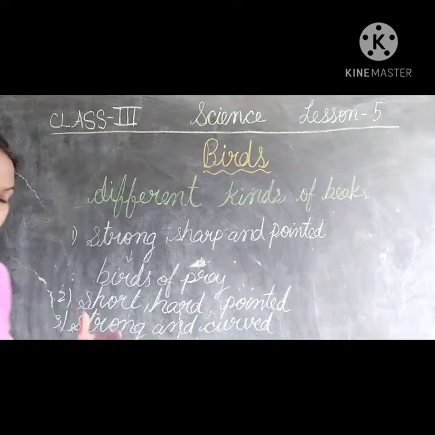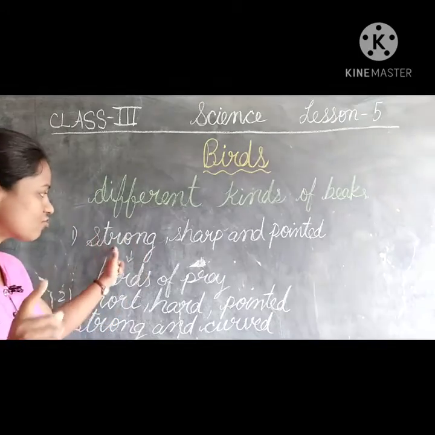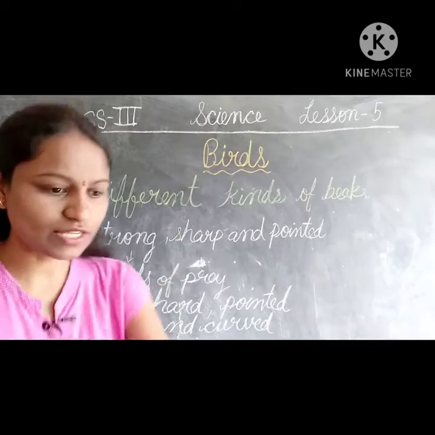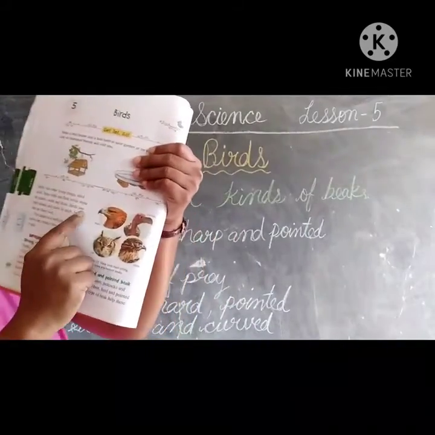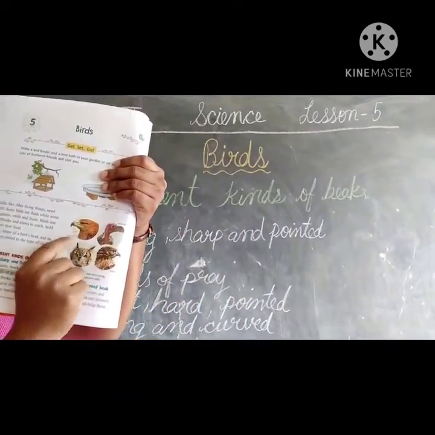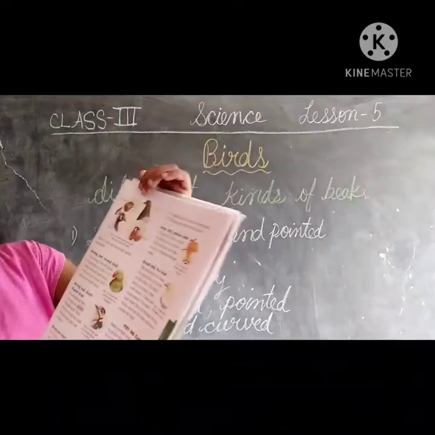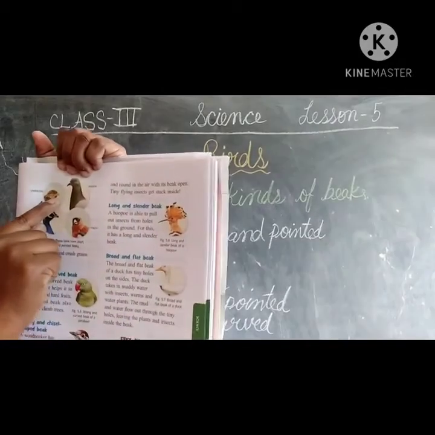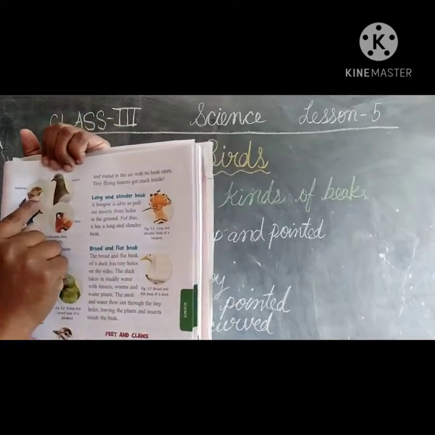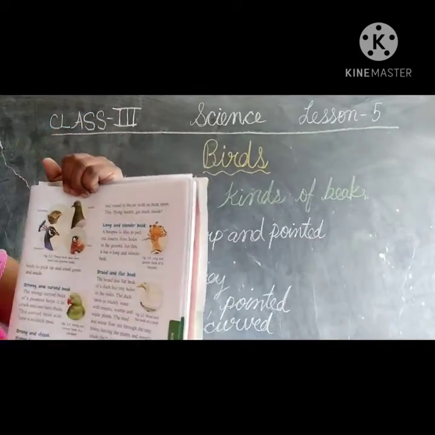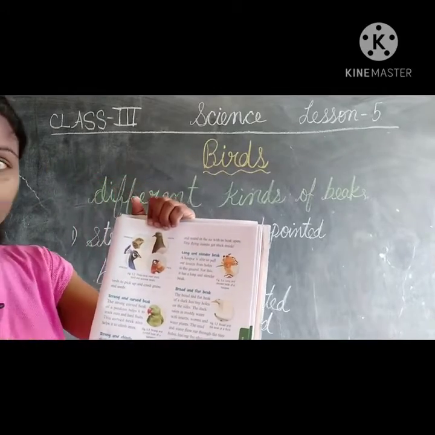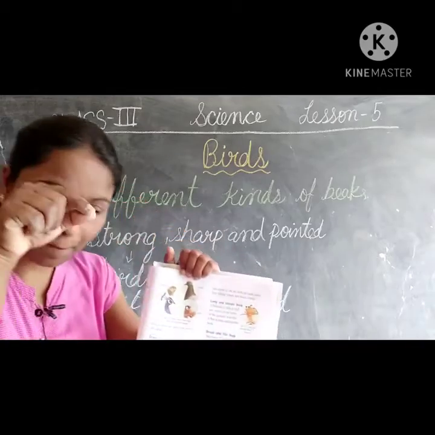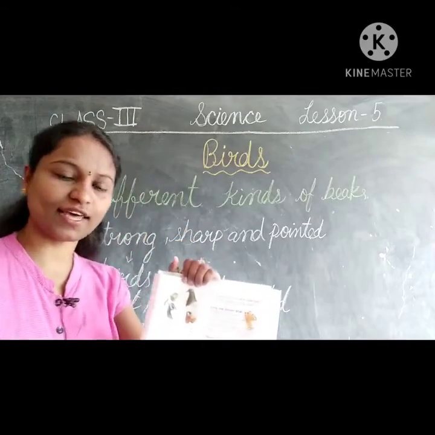But what about the birds of prey? That is sharp, strong, sharp and pointed. As you can see here, they are pointed because they have to tear the flesh. But what about the short and hard pointed? Sparrows have a very short beak. Pigeons have a very short beak and it is very hard. It is also pointed, so that they can pinch, they can take the grains and they can eat.